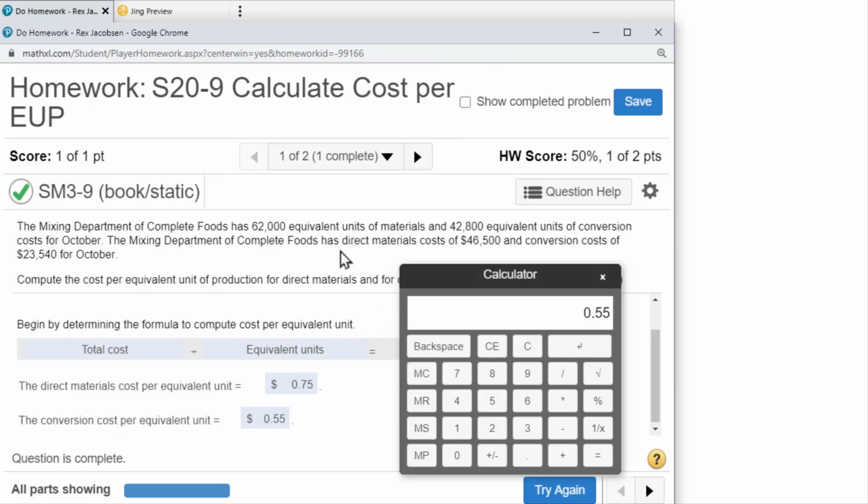So what this means is whatever food product it is that we're making, there's 75 cents of direct material in the food product, and there's 55 cents of conversion cost, which means direct labor and manufacturing overhead. So the cost to make that product is 55 cents plus 75 cents. So we need to charge something higher than that to have a gross profit. And that's it.